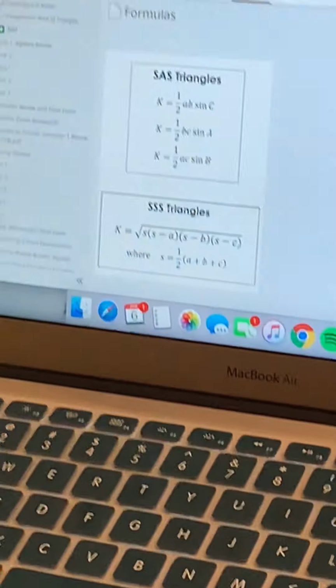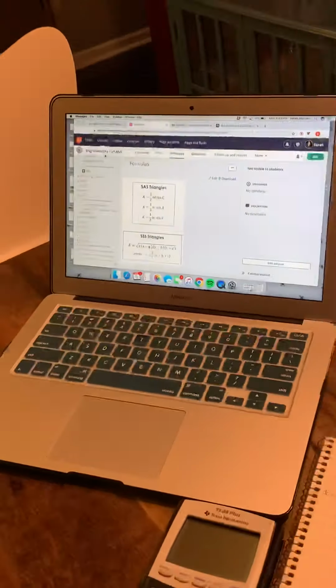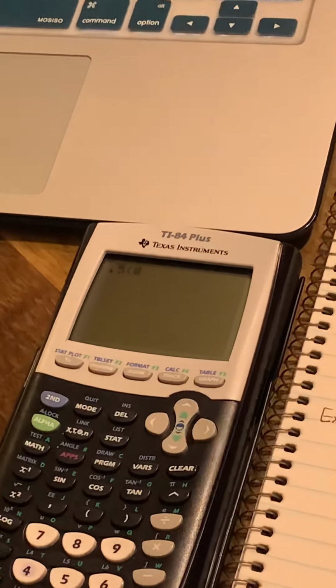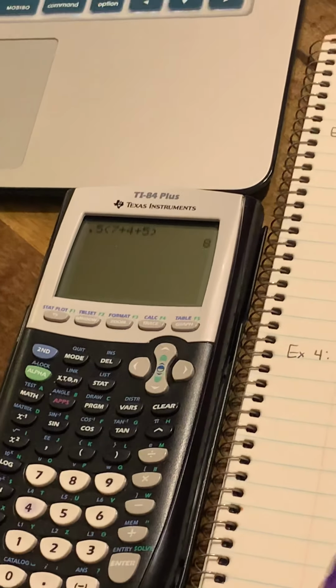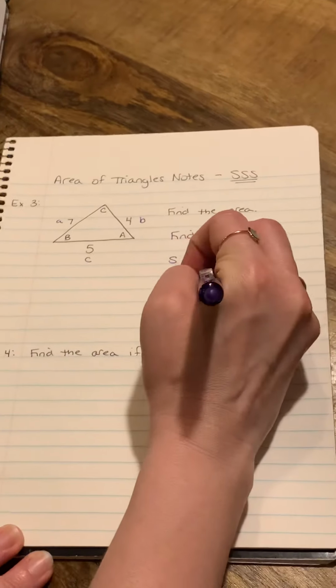And I'm gonna type that into my calculator. I'm gonna do the 1/2 as 0.5 again. So 0.5, 7 plus 4 plus 5. That gets me an answer of 8. So I have S equals 8.